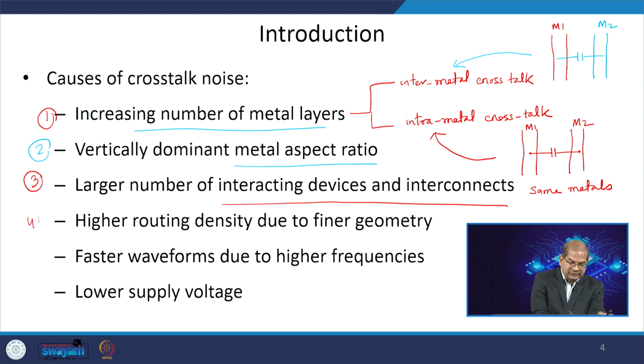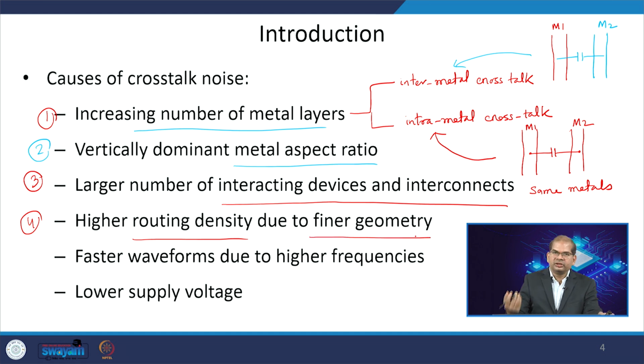Then the fourth point is higher routing density. If more routing is happening in a small area, there is a chance of crosstalk, and it is possible because of the finer geometry, because the process allows us to put the metals close together. There might be multiple different signals going in the same small area, but it satisfies the DRC rules. So, we can fabricate it, but there is some coupling between the signals. That is one of the reasons.